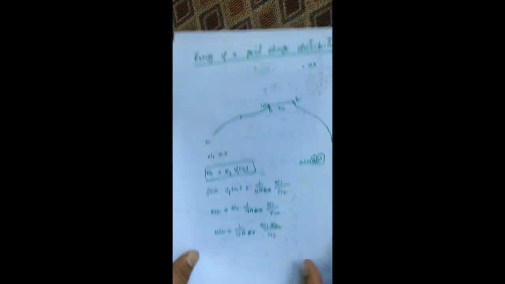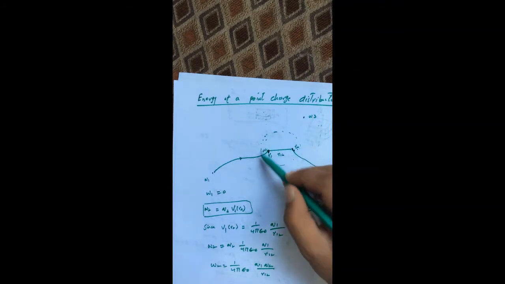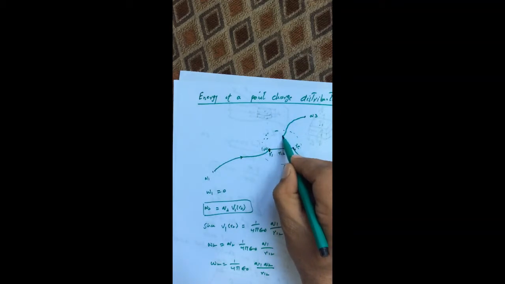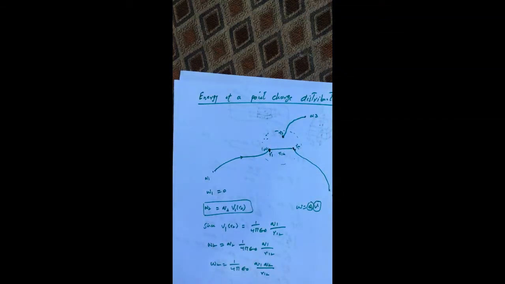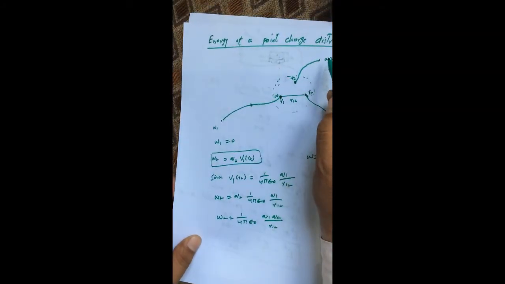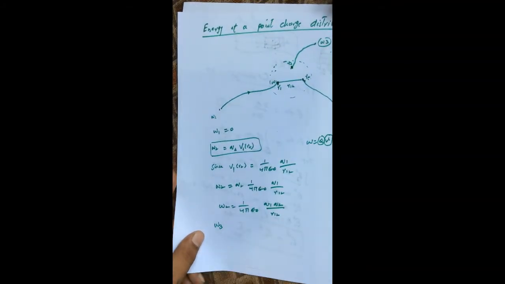What we are doing next now, we are bringing the third charge from infinity. This point is at infinity, with respect to this region, to this point here. I call it R3. Now, what will be the situation? The situation is simple again. We will do work done in bringing this charge Q3 from this infinity to this point. So the work done, I call it W3.